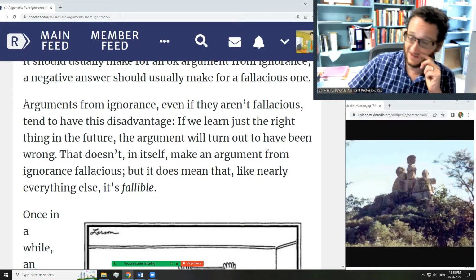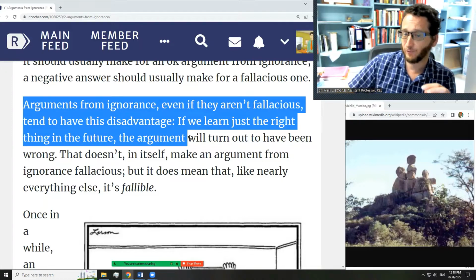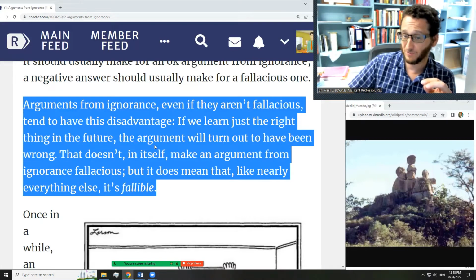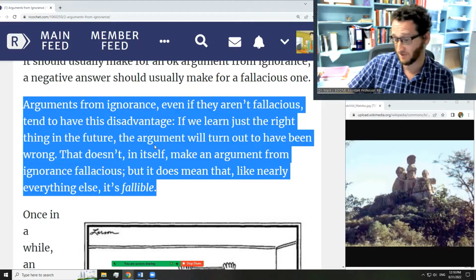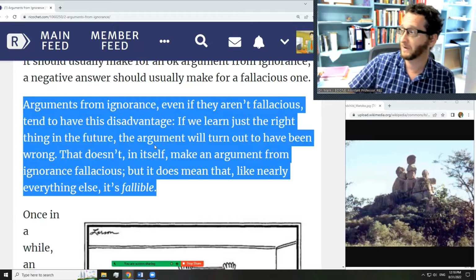Arguments from ignorance, even if they aren't fallacious, do tend to have this disadvantage. If we learn just the right thing in the future, the argument may turn out to have been wrong. That doesn't make an argument from ignorance fallacious, but it does mean that it is fallible. Fallacious and fallible are not the same thing. Fallible means it could be mistaken. Fallacious means it's making an error in reasoning.